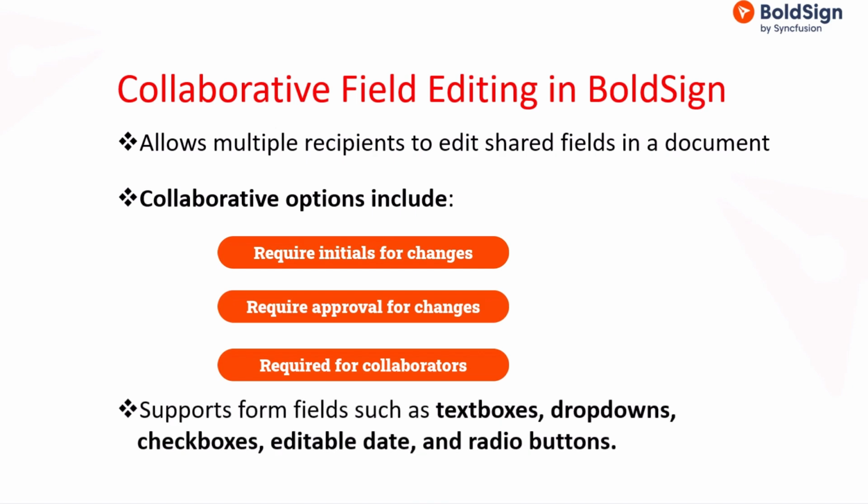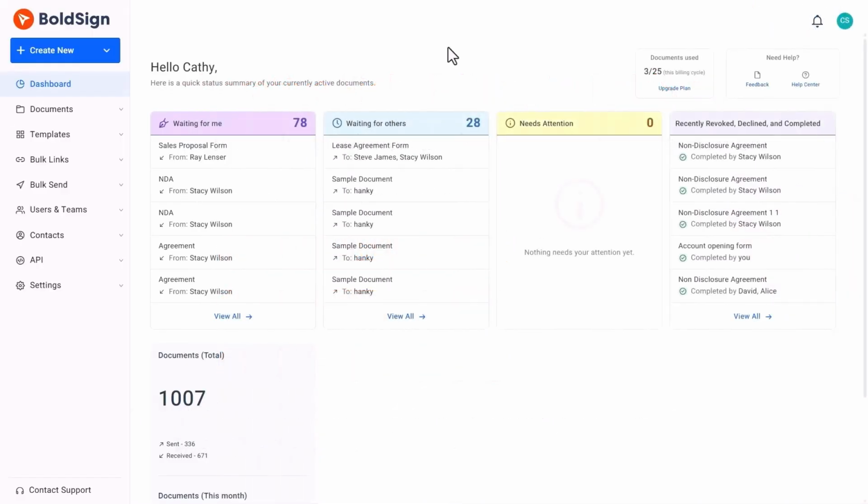The feature supports text boxes, drop-downs, checkboxes, editable date fields, and radio buttons, making it flexible for various document types. Imagine a real estate admin preparing a lease agreement, where both the agent and property owner must agree on the lease price and service fee. Let me demonstrate how you would use the collaborative field editing feature in BoldSign to set up such a document.